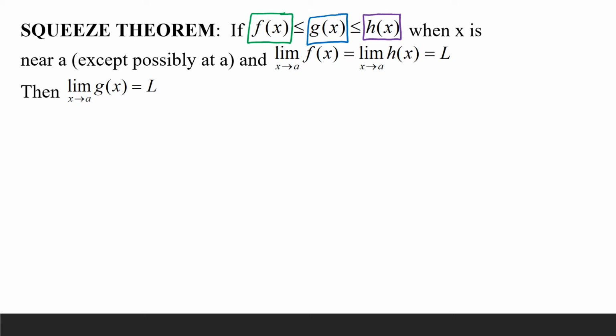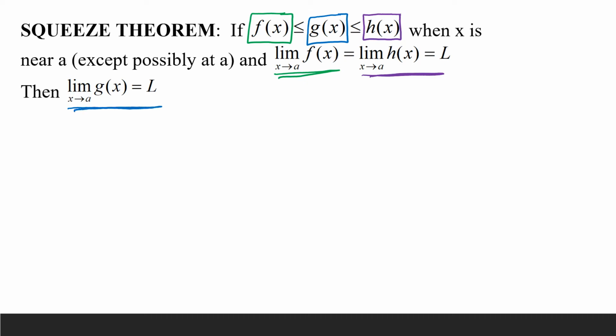When x is near a, except possibly at a, and the limit of f of x is equal to the limit of h of x, so that means that the limits of these outside functions are equal to each other, and they're equal to L, then the limit as x approaches a of g of x is also equal to L.